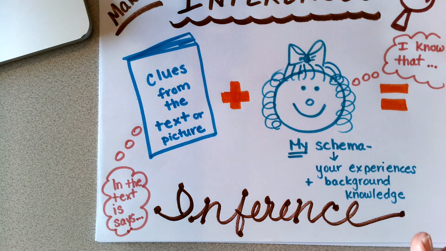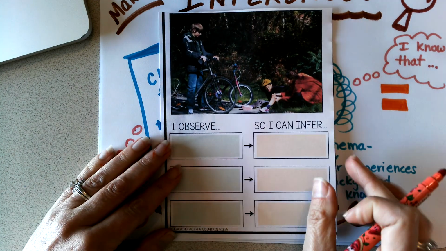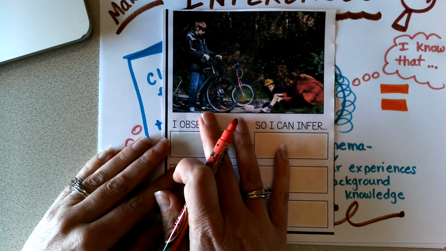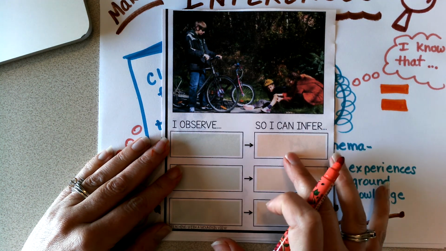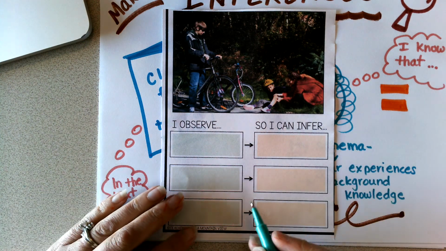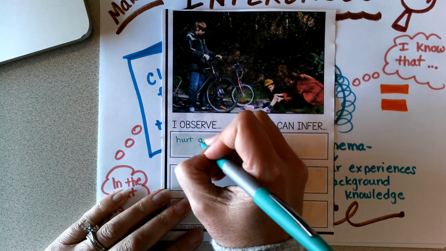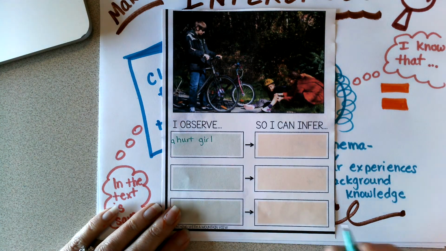But I'm going to show you an example really quick. If I have this picture right here, I can take clues from my picture based on what I already know to make an inference. I can infer something. So it's something like this. I observe just simple things. I observe what looks to be a hurt girl. I observe a hurt girl.